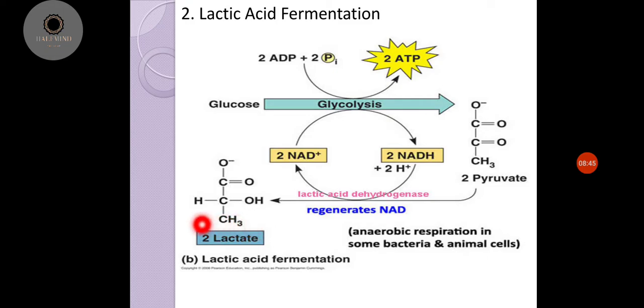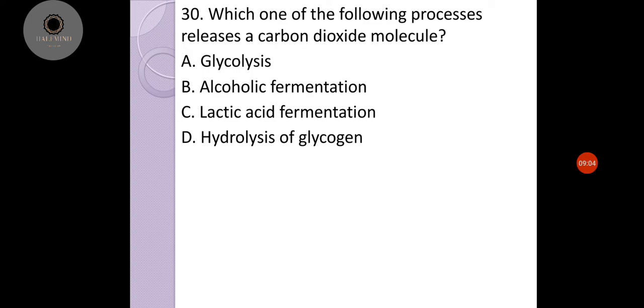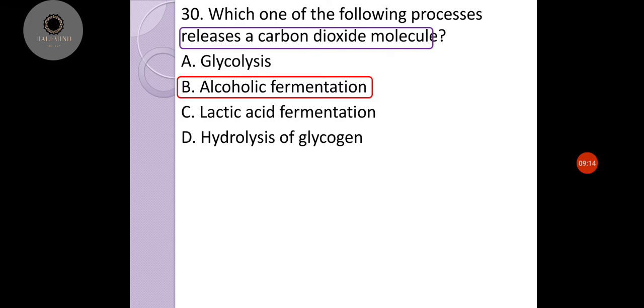Okay? So, kanang mabikugan ta while doing something or doing hard work, the result of that is tumaas yung level ng lactic acid sa ating muscle cells. Kaya, nagka-cramp yung muscle cells natin. Okay? So, again, the process that produces carbon dioxide molecule in our choices is alcoholic fermentation.